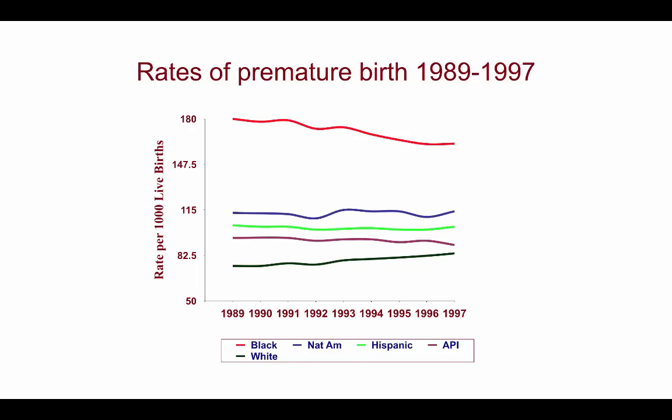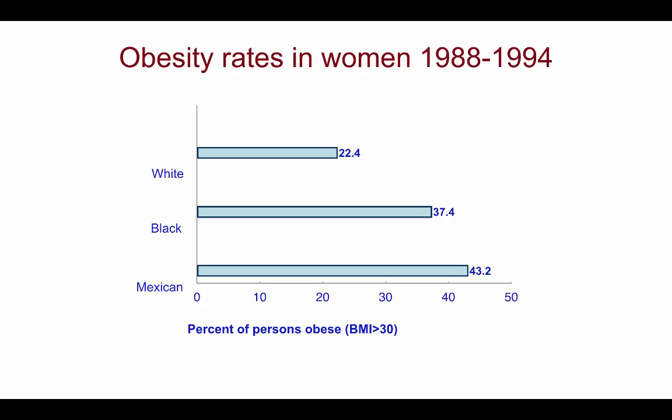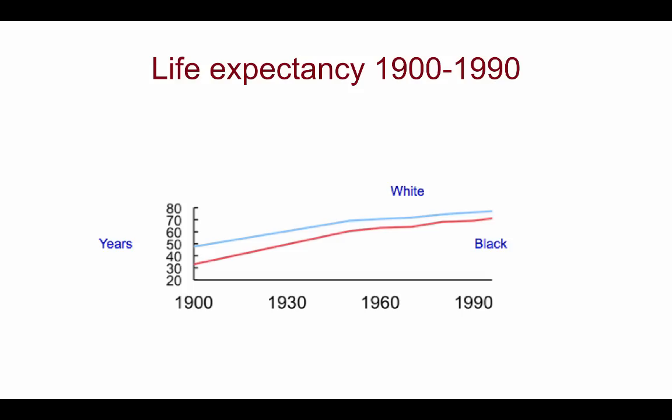This slide shows a difference in the rates of premature birth between 1989 and 1997, stratified according to the different ethnicities. This slide shows a difference in obesity rates in women, stratified between whites, blacks, and Mexicans. And this slide shows a difference in life expectancies in the last century between Caucasians and African Americans.